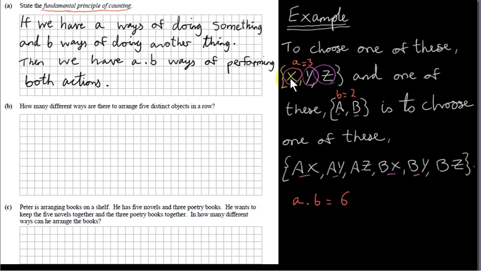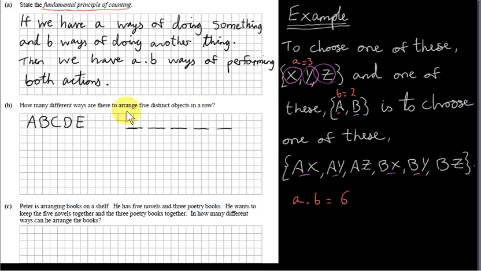So for each of these there are 2 ways to select elements A or B from this set for each selection here. Since there are 3 selections, there are 3 by 2 ways to perform both actions. That is to choose a letter from this set and a letter from this set.